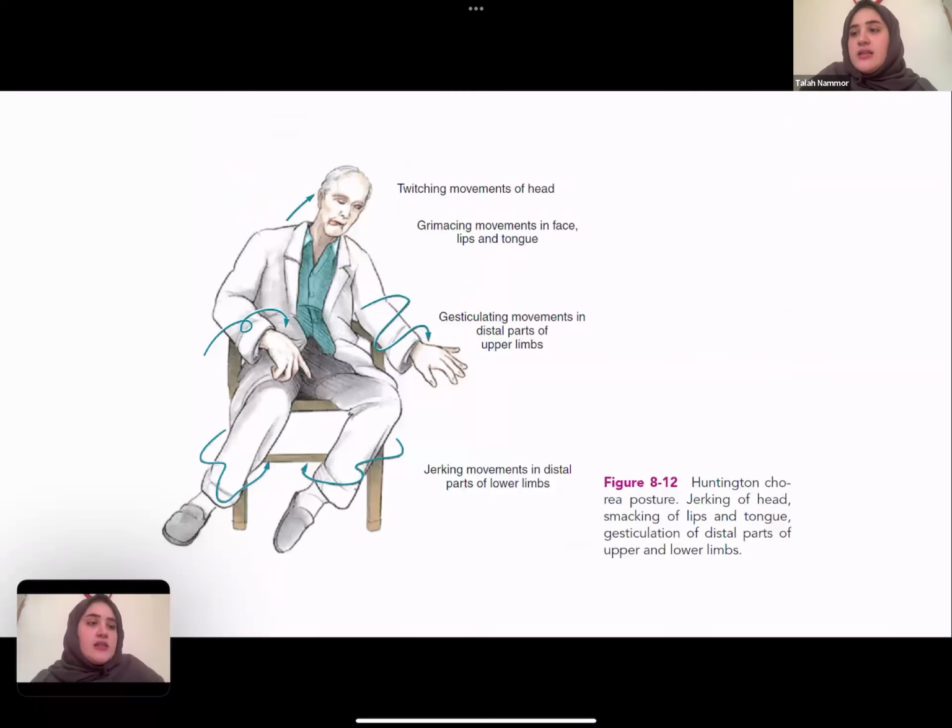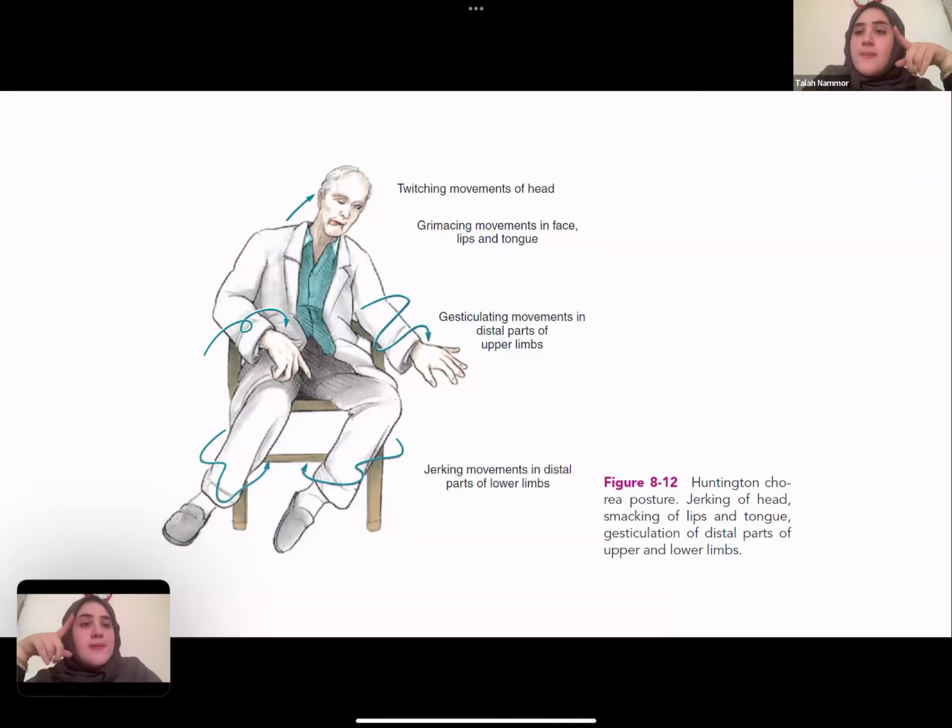What are these hyperkinetic signs? Chorea, which is basically dysregulated movement. It's rapid and unintentional. You can see here we have jerking movements in the distal parts of the lower limbs, twitching movements of the head, grimacing movements in the face, and movements of the arms. So they have unintentional, involuntary movements, jerking of the head, increased activity of all of the movements. Their legs are going to jerk, their arms are going to go like this, and he's grimacing all the time.